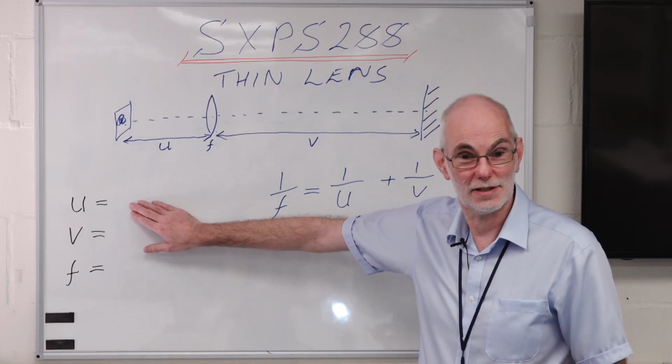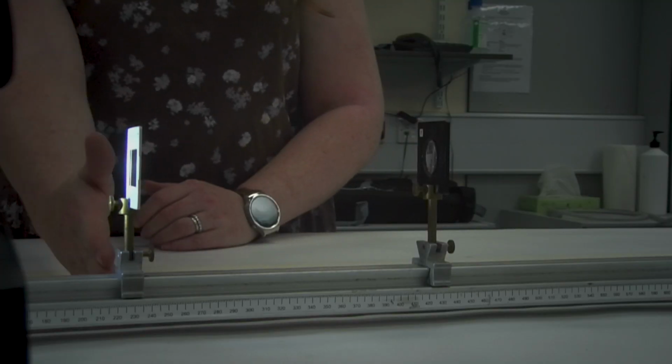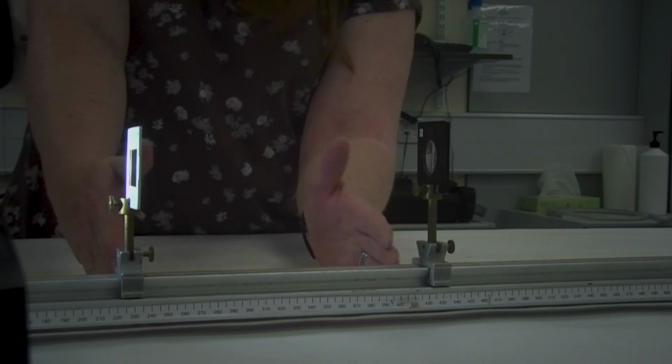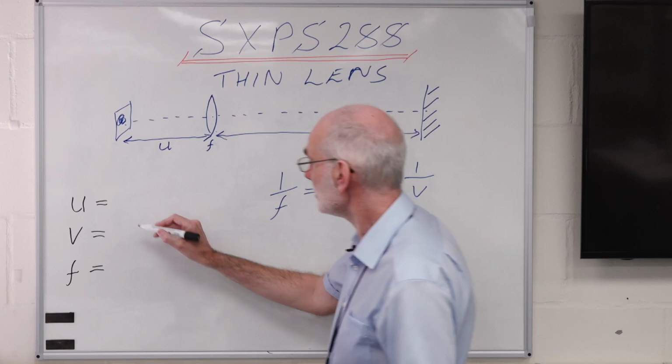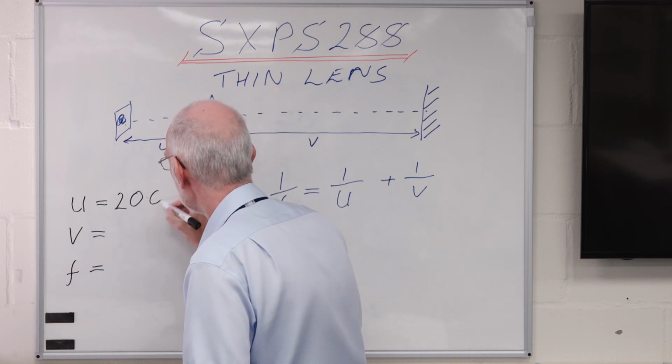And Joe, what is that distance between the slide and the lens? Between the slide, our galaxy, and the lens, which is our value of u for our equation, we've got a distance of 20 centimetres. Great, so I'll note that down straight away. So we've got 20 centimetres.